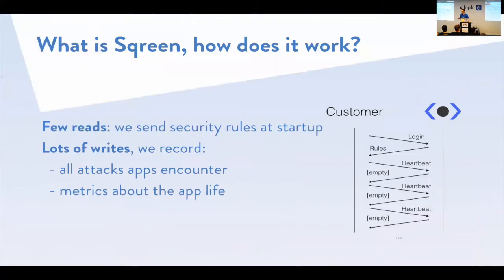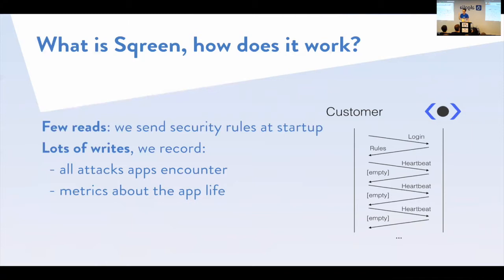So what is Sqreen and how does it work? Basically, Sqreen is like New Relic, but for security, right? We operate and monitor the security of your application. We do few reads because when your application starts, it gathers the rules pack, which includes a lot of security algorithms and security data to protect your application. Then your app is running, right? You don't need to discuss with Sqreen anymore, but for monitoring.